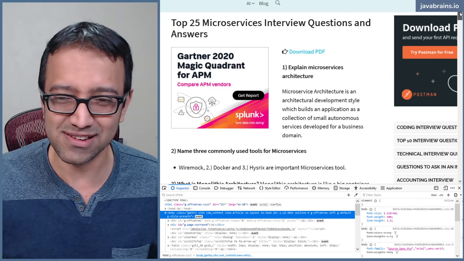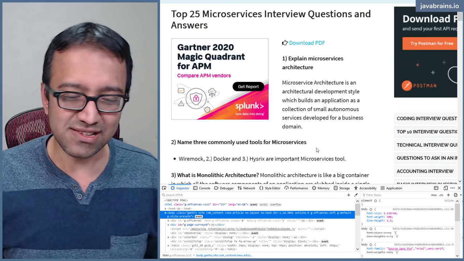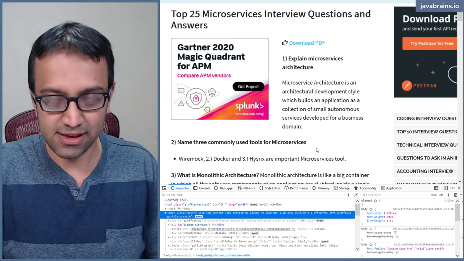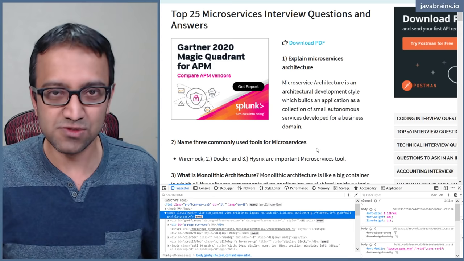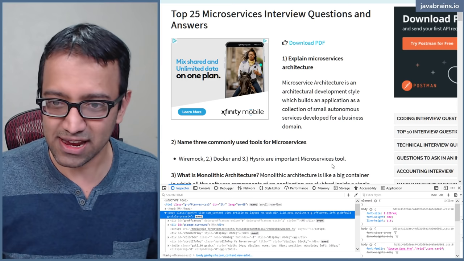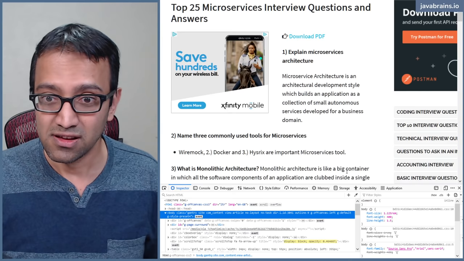What is monolithic architecture? This is the opposite of what I was talking about with microservices, right? With monolithic architecture, your application is deployed as a single unit. It goes as one thing that gets deployed and then runs as one thing. So you don't have all these smaller services which talk to each other. It's just one application, one thing which executes and does its thing. So that's monolithic architecture. As they say, it's a big container of all the software components in an application clubbed inside a single package.